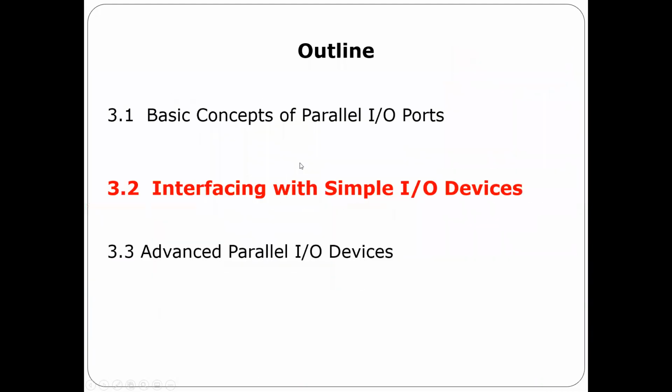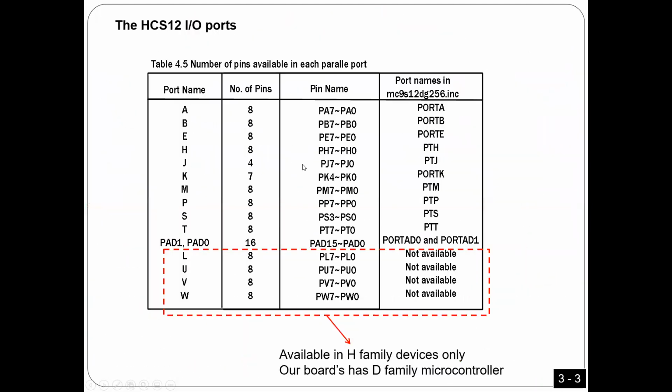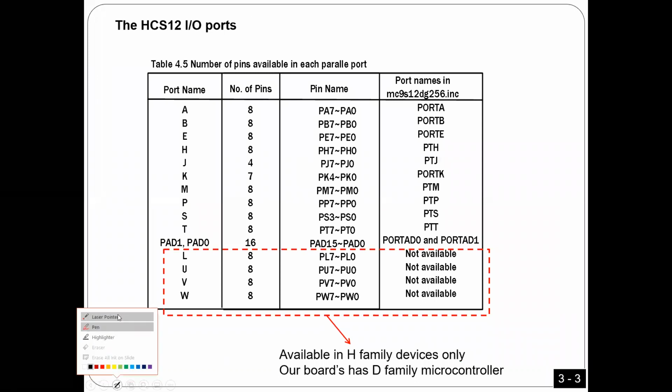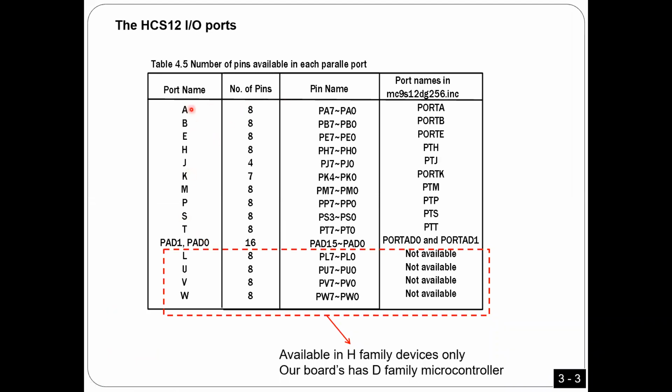Okay, guys. Let me tell you, we have here a table with all the available ports. I told you we have port A, we have port B. Port A should have 8 pins, right? We have B, we have E, we have H, we have J, and so on. These are all the ports we have, right? There are some ports, but they are in a different family. As I told you before, our microcontroller is in family D, right?